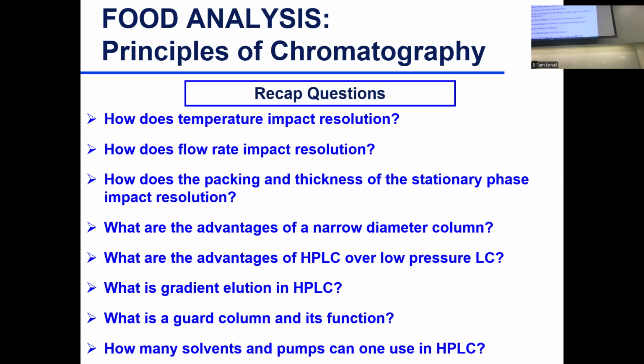If we're looking at size exclusion, you would also pack with very uniform particles, as small as you can get. But with size exclusion, you have specified pore sizes within the particle that allow you to separate molecules of different molecular weight. You would order your stationary phase based on the molecular range you're trying to separate. Okay, thank you for the questions.